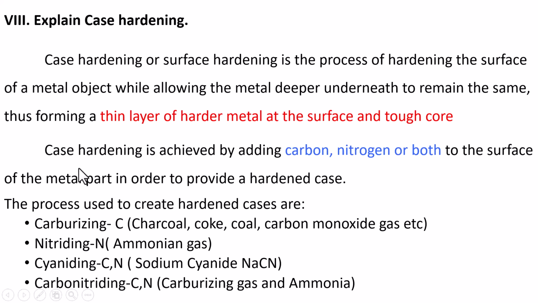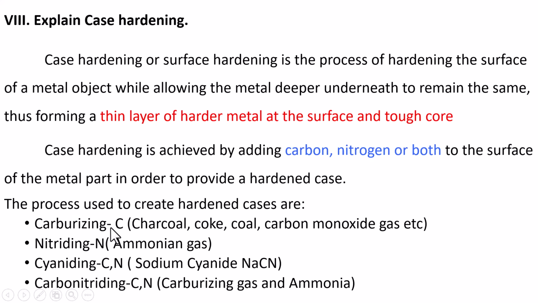Case hardening is achieved by adding carbon, nitrogen, or both. When carbon is added to the surface, it forms carbides; adding nitrogen forms nitrides, so the surface becomes harder. The atoms of carbon and nitrogen diffuse into the surface metal part in order to provide a hardened surface case. The processes used to create the hardened cases are carburizing, nitriding, cyaniding, and carbonitriding.